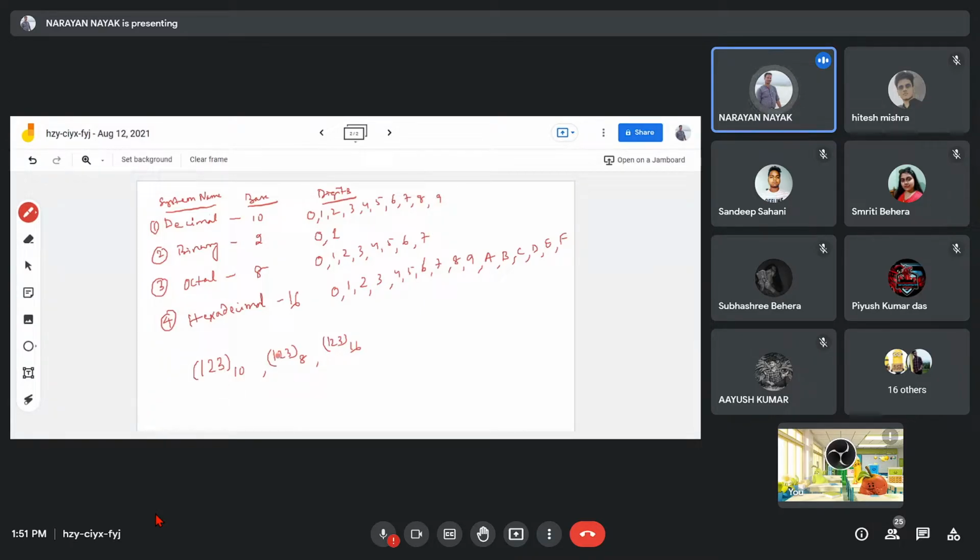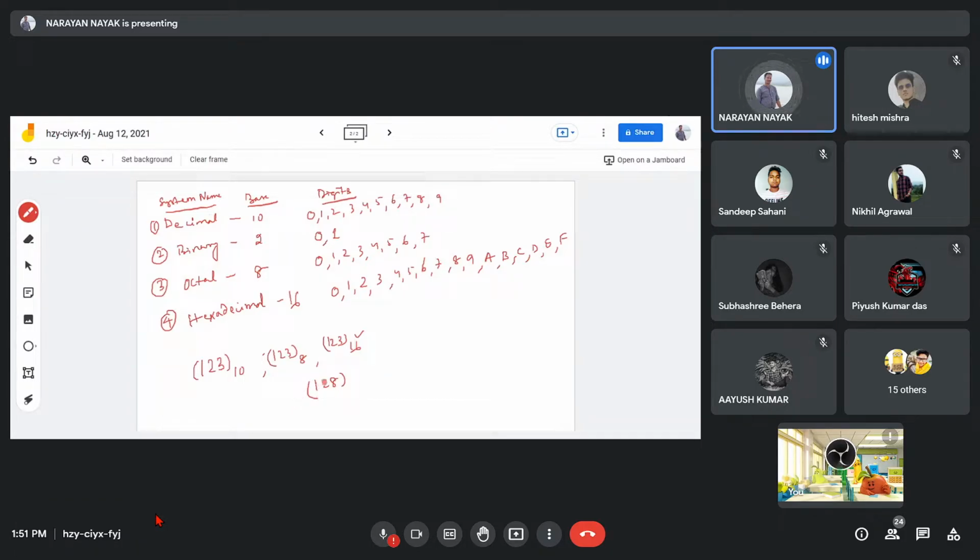In octal, see, in the binary only 0 or 1. In octal, the base is 8 and the digits should be 0 to 7, so yes, it is available. In hexadecimal, the digits are 0 to 9 as well as A, B, C, D, E, F, so you can represent it in hexadecimal also. If I write the number 128.